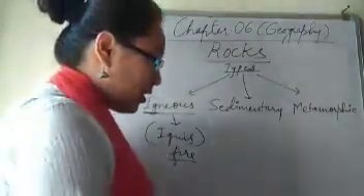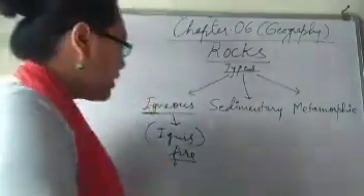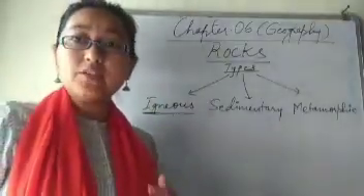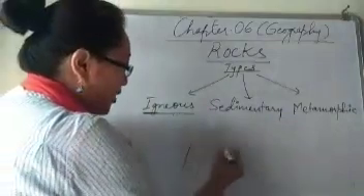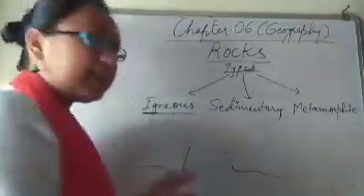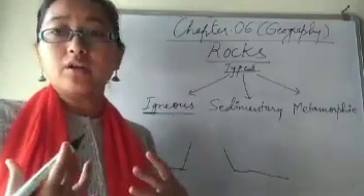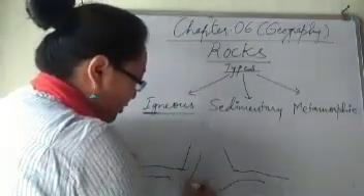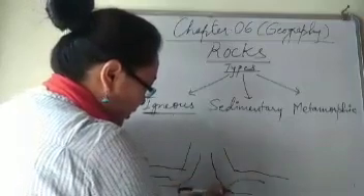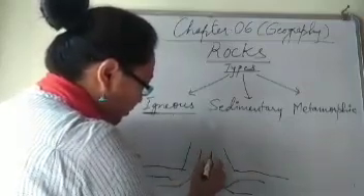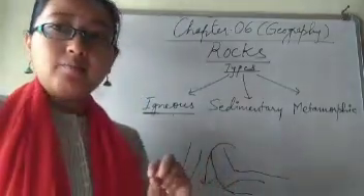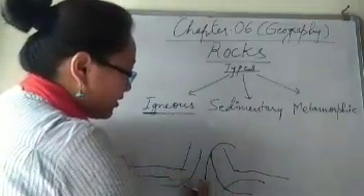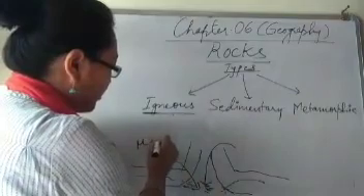Now I'll explain through the diagram how igneous rocks are formed. Igneous comes from ignis, which means fire, right? Inside the earth's surface there is intense heat and enormous pressure. This molten material inside the earth is in a liquid state, and we call it magma, right?